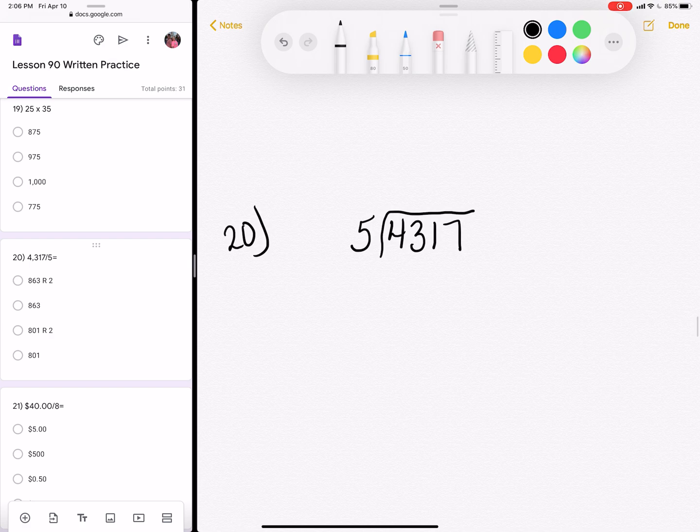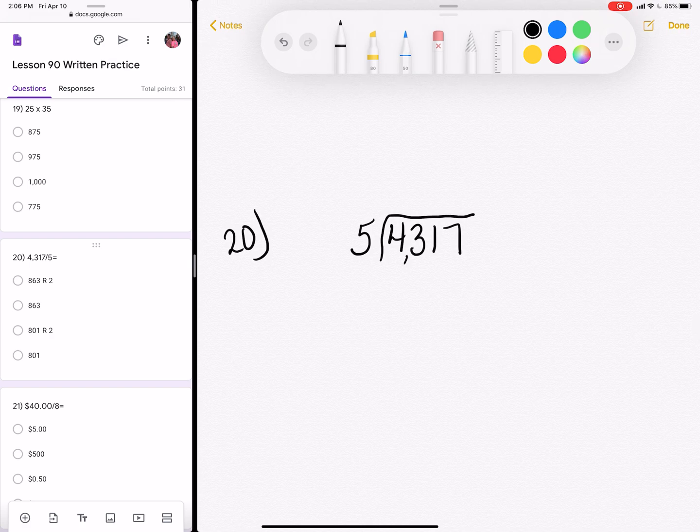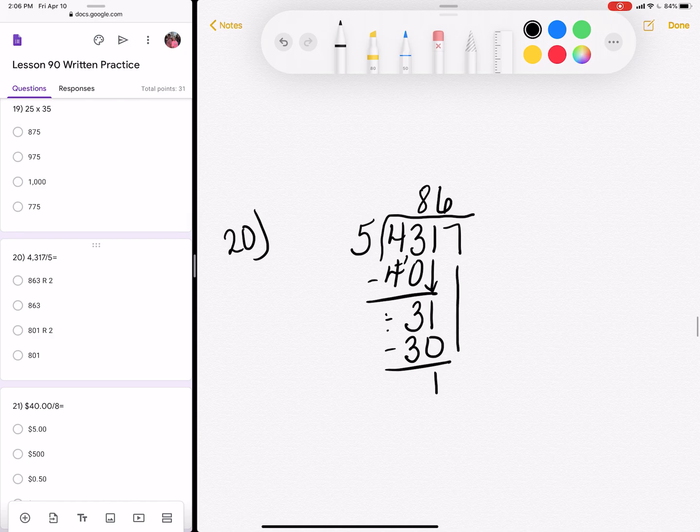20, 4,317 divided by 5. 5 goes into 43 8 times. 8 times 5 is 40. Subtract and bring down your 1. Now start over again. We're dividing 31 by 5. 6 times 5 is 30. Subtract, 1. Bring down your next digit, which is a 7. Now I have 17 divided by 5.